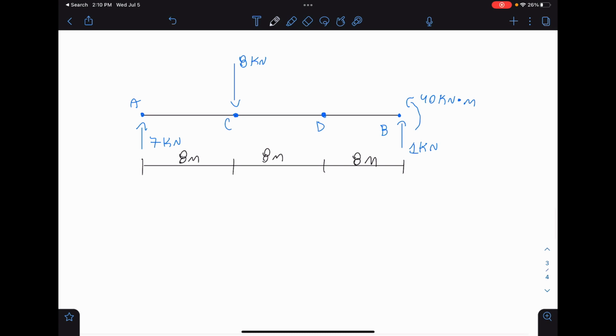So, first things first, let's make a cut at C. Let's make an imaginary cut right in front of C.